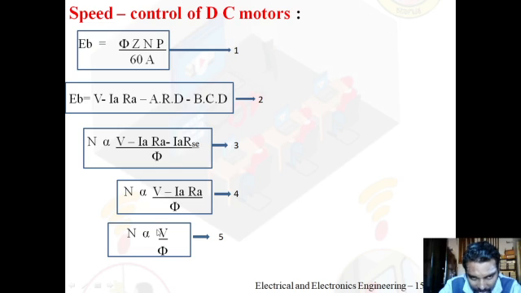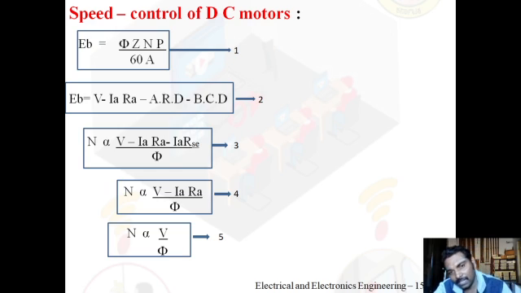Further, the equation is simplified to N is directly proportional to V divided by flux. That means assuming the voltage drop due to the armature resistance is small, the armature resistance is very small when compared to load current, which is in terms of 0.1 or 0.2 ohms, less than 1 ohm. Therefore, the drop due to this is very small when compared to the load current. Therefore, the speed of the motor is directly proportional to V and inversely proportional to flux.